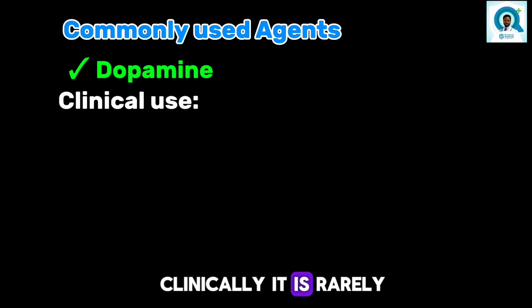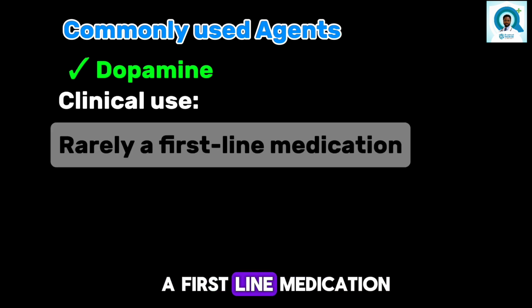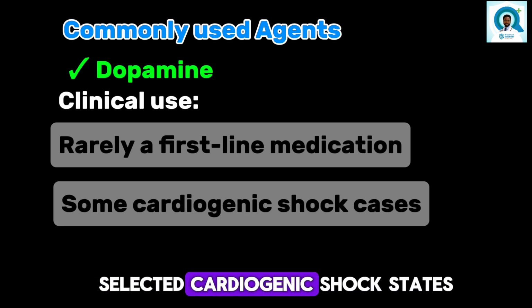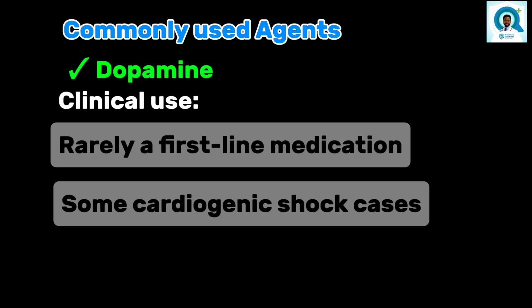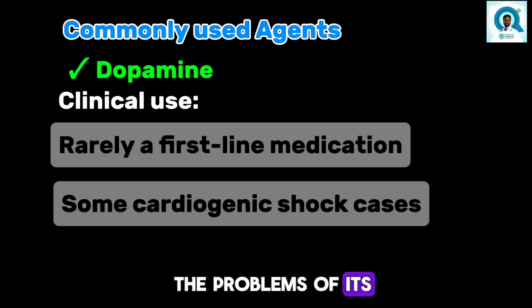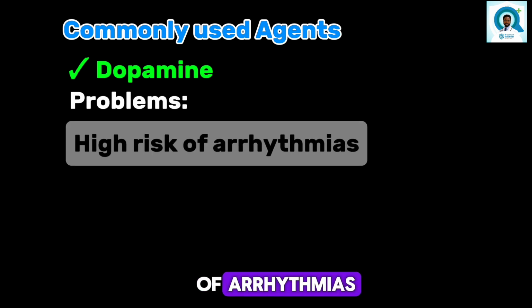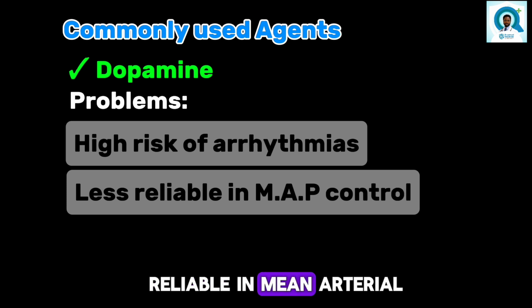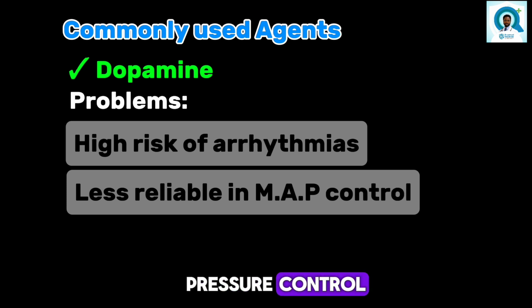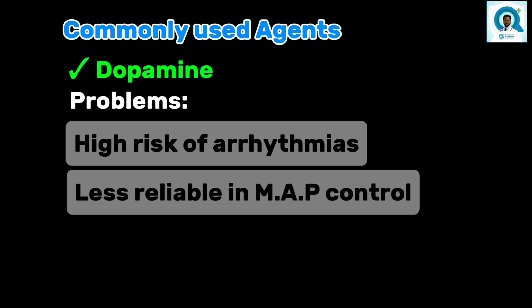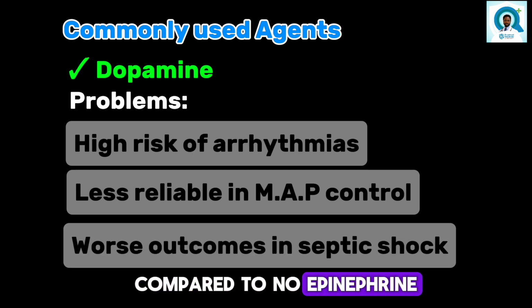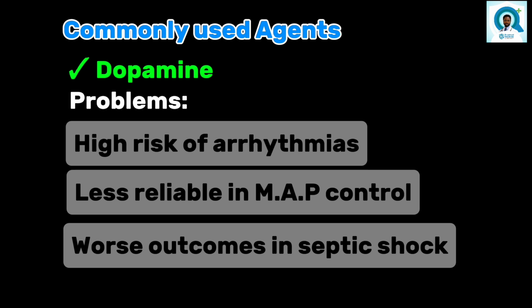Clinically, it is rarely a first-line medication and is used in selected cardiogenic shock states. The problems of its use include high risk of arrhythmias and it is less reliable in mean arterial pressure control, and also it has worse outcomes compared to norepinephrine in septic shock.